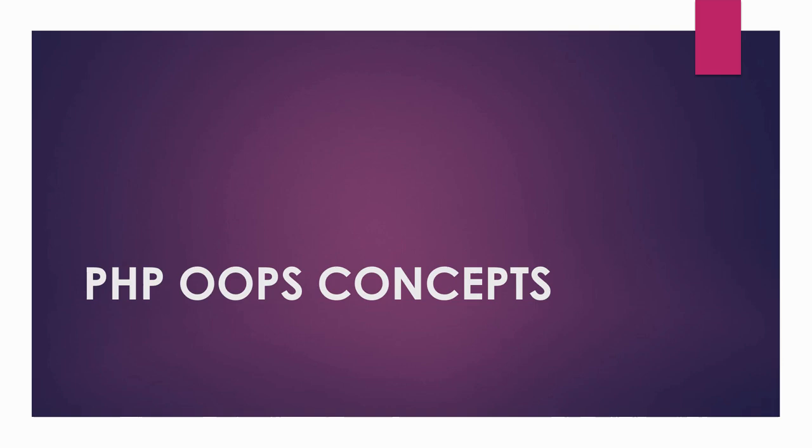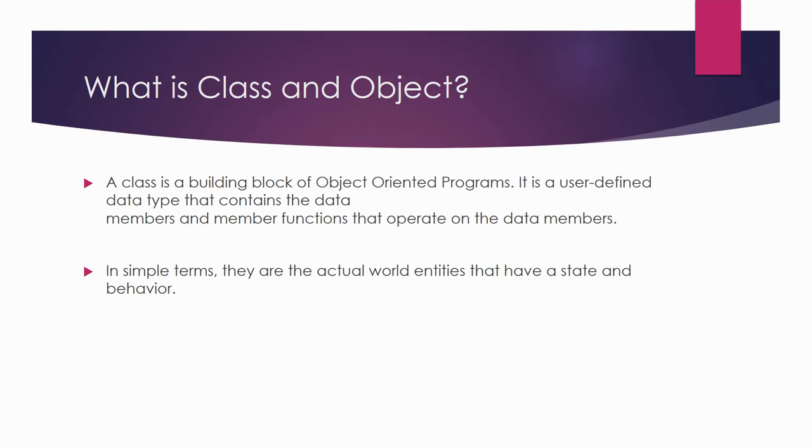The first concept is what is a class and object. A class is a building block of an object-oriented programming language. It is a user-defined data type that contains the data members and member functions that operate on the data members. And objects, in simple terms, are the real-world entities that have state and behavior.